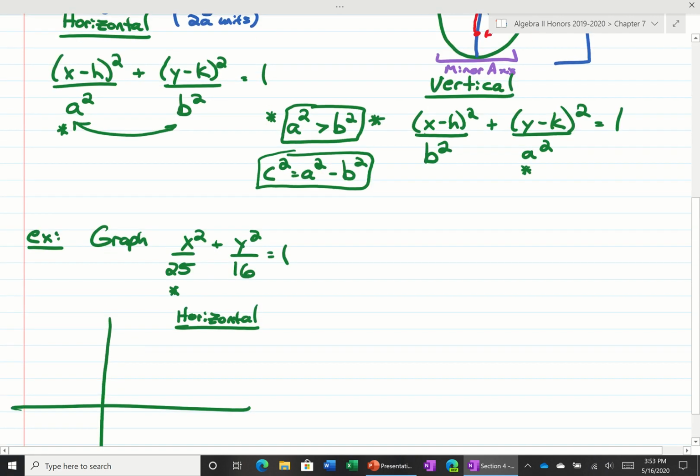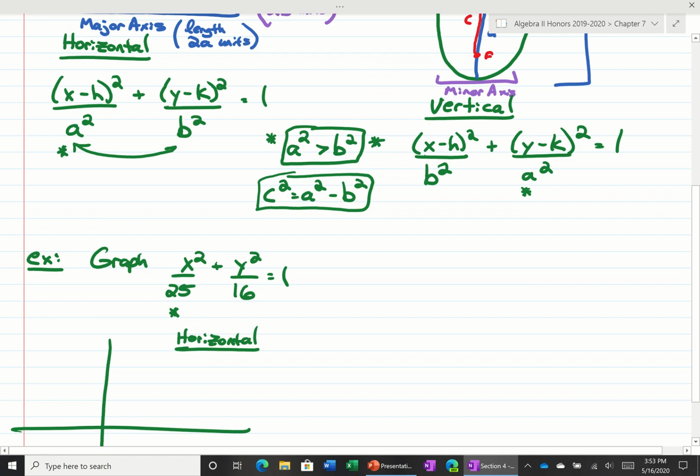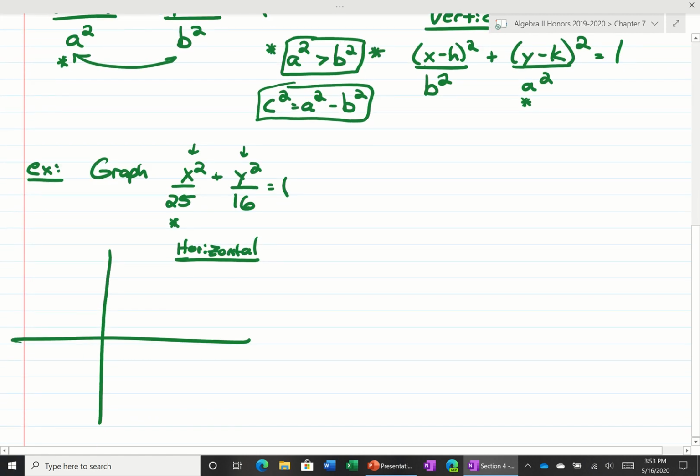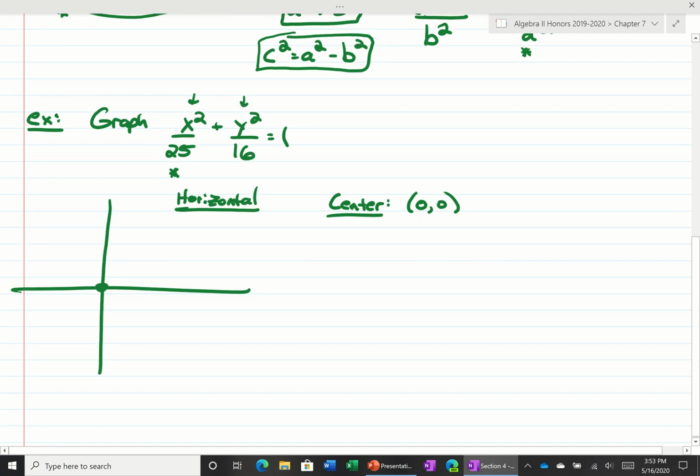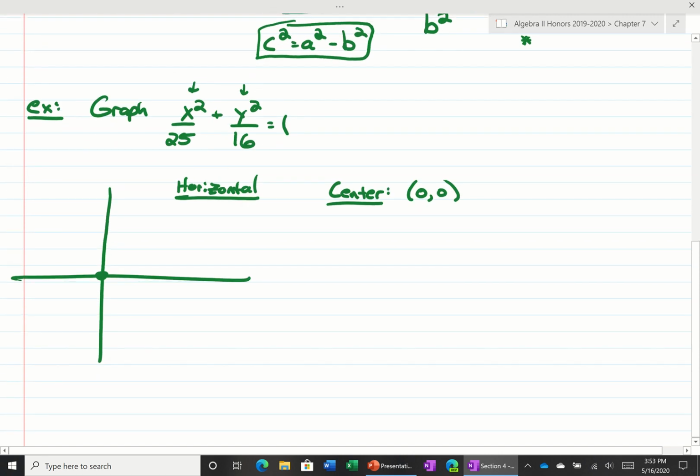Now the center, if you go back to the formulas, it kind of looks like a circle. There's no number here, so it's really x minus 0 and y minus 0. The origin would be the center. And we know the bigger number is 25. Well, that means a squared is 25 and b squared is 16. So that means that a is 5, the length would just be 5. And the b value would be 4.